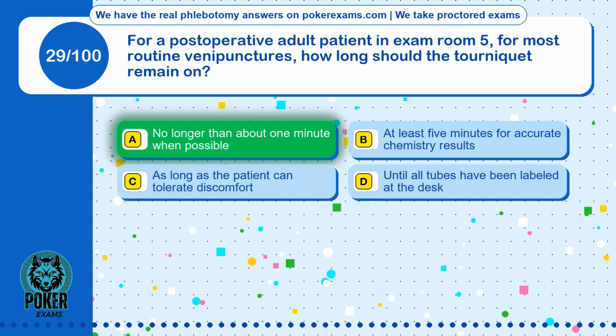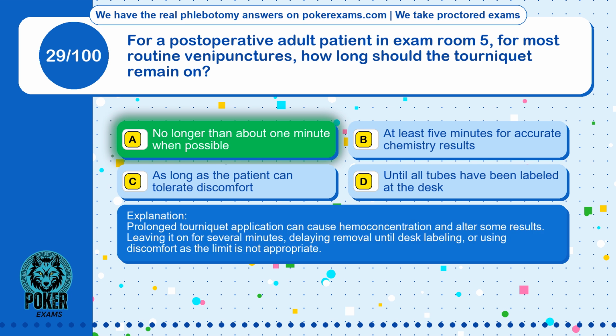The correct answer is option A. No longer than about 1 minute when possible. Prolonged tourniquet application can cause hemoconcentration and alter some results. Leaving it on for several minutes, delaying removal until desk labeling, or using discomfort as the limit is not appropriate.